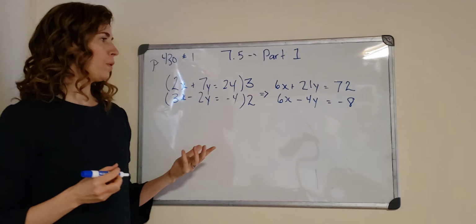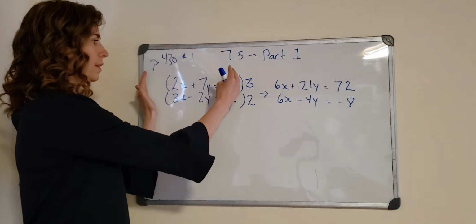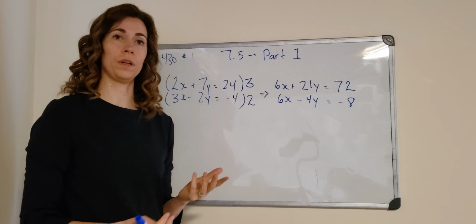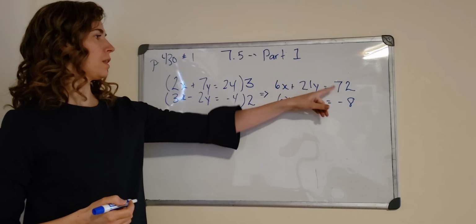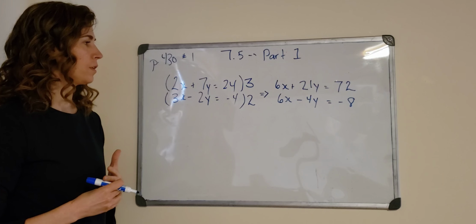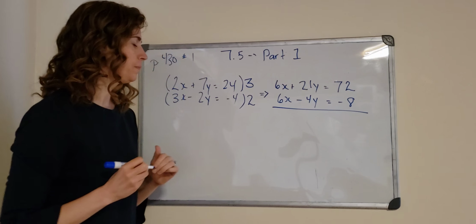Okay, so now all we've done is we've created equivalent linear equations. So this system and this system are equivalent. They're still equal. If I drew these lines on a graph, and these lines, they would be the same. They just look different. All right, so now we can go ahead and use our method of elimination.